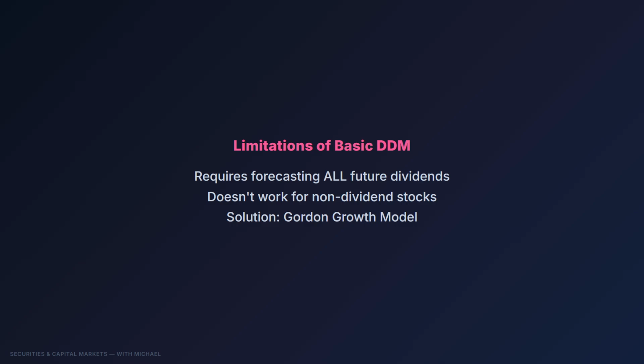The basic DDM has limitations. Forecasting every individual dividend into infinity is impractical. Also, many growth companies don't pay dividends at all. To make the model practical, we use simplifying assumptions, like assuming dividends grow at a constant rate forever. This gives us the Gordon growth model, which we'll cover in a later video.